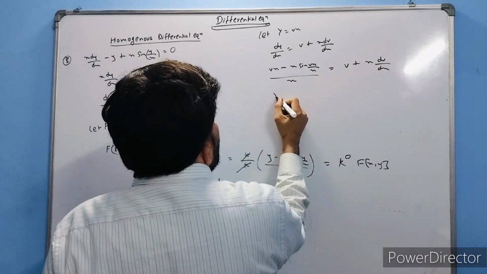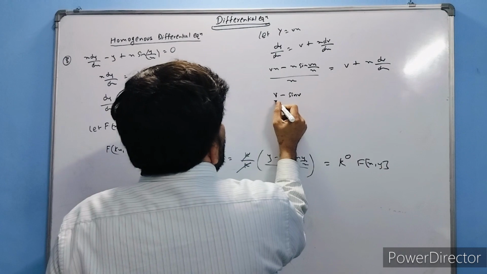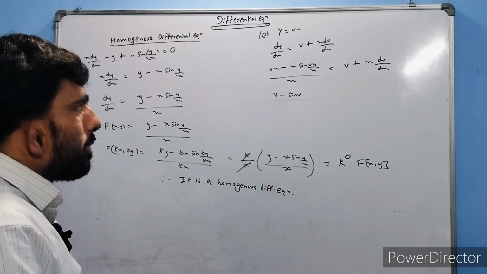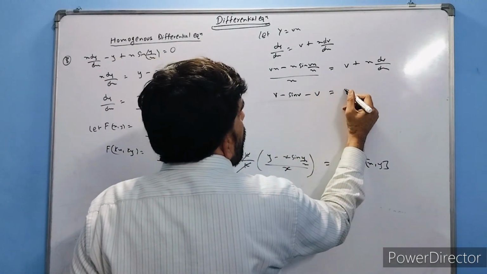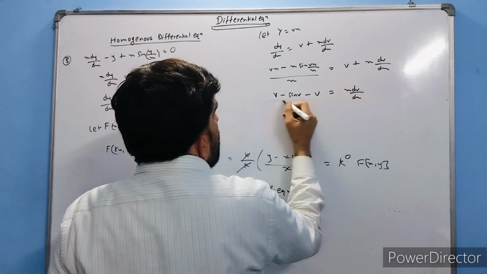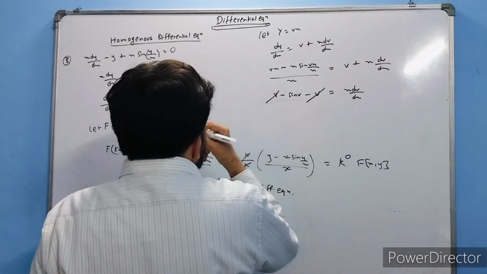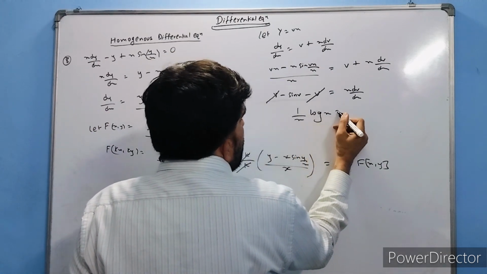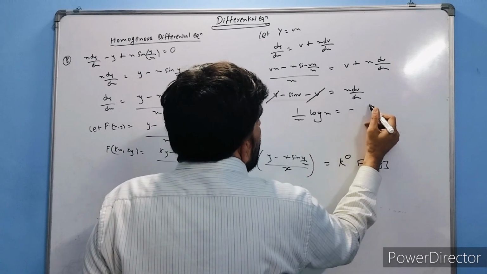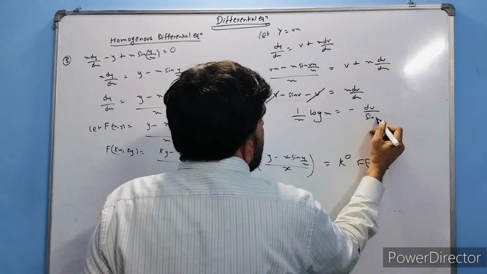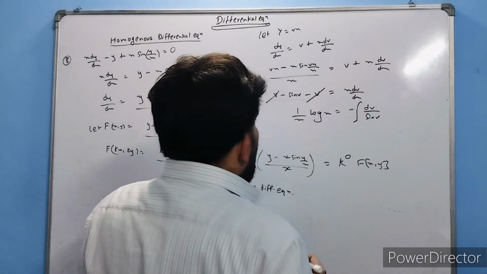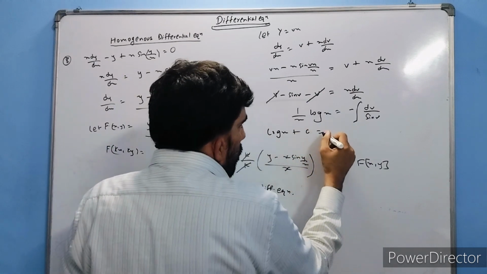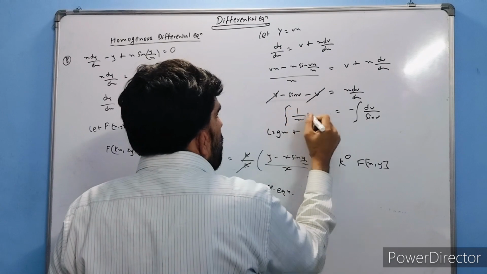x common will be reduced, so we have v - sin v. Now, minus v is equal to x dv/dx. So now (1/x) dx = -dv/sin v. Now what I can see is log x + c is equal to this.